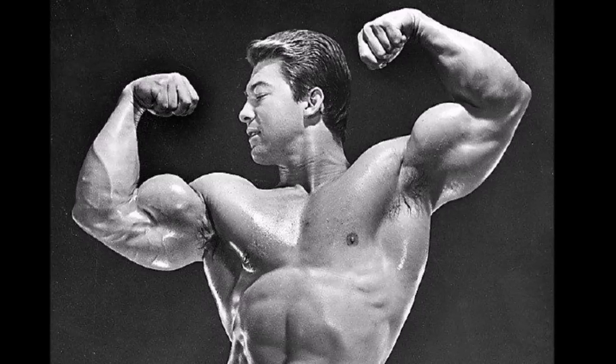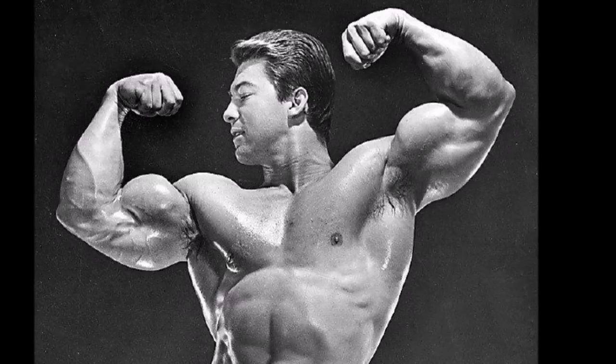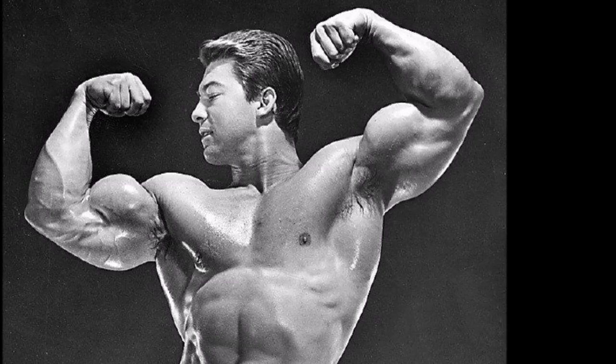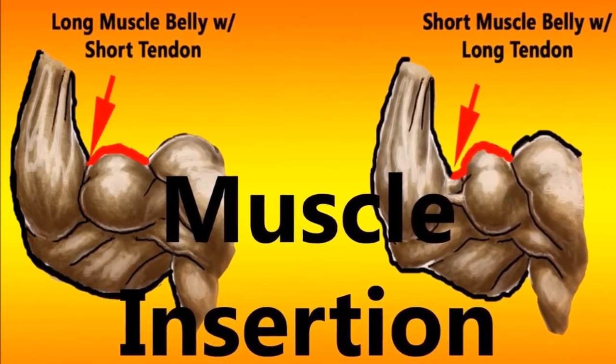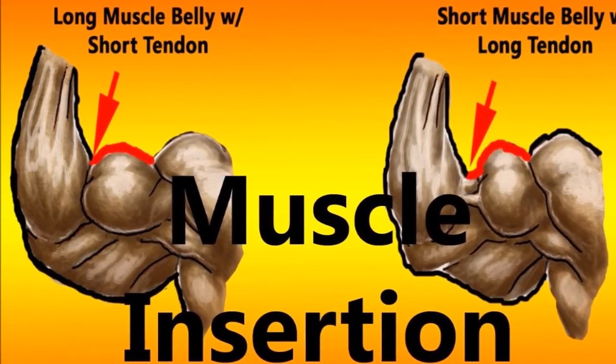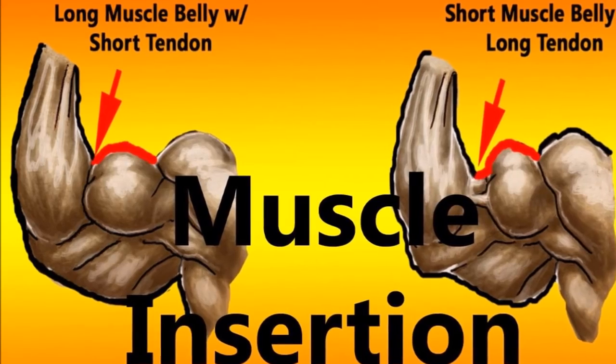So basically, when someone refers to a bicep as being a long bicep or a long bicep head, what they're referring to is a long muscle belly with a short tendon, where the muscle pretty much extends all the way to the forearm when flexed from the front. So that's what a long bicep looks like, from the forearm to the shoulder.